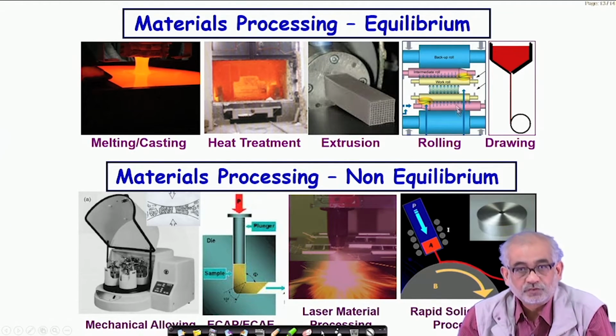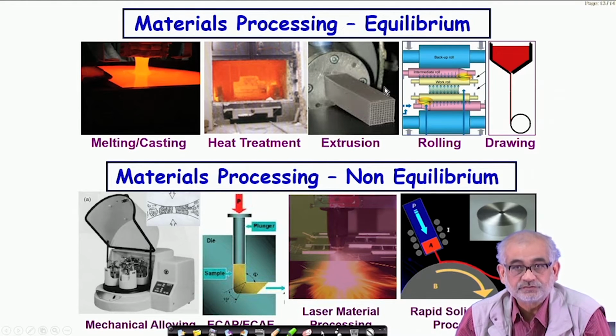We can do rolling, whereby we can reduce a thicker section into a thinner one. We can draw either from the liquid or the solid state, and draw a solid into very thin wire or rod of very long aspect ratio. Now, all these processes are usually done at high temperature or in a condition which allows us to develop equilibrium structure.